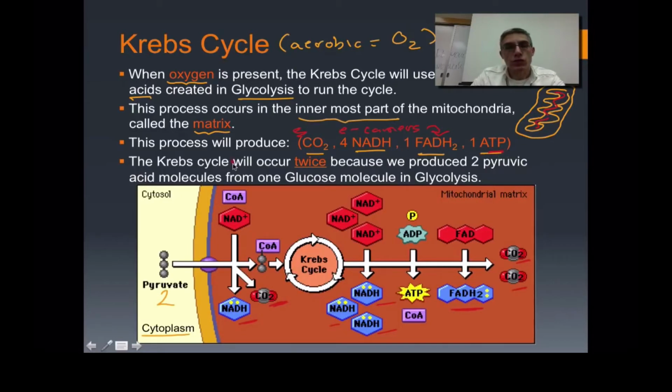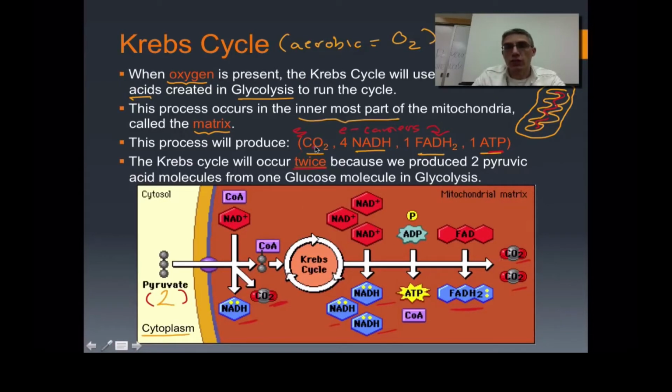Now if you notice, it says down here that the Krebs cycle is going to occur twice, because remember we had produced 2 pyruvic acids or pyruvates in glycolysis. So it's going to go through this entire cycle once, and then it's going to come back and use the second pyruvate and go through this entire cycle a second time.